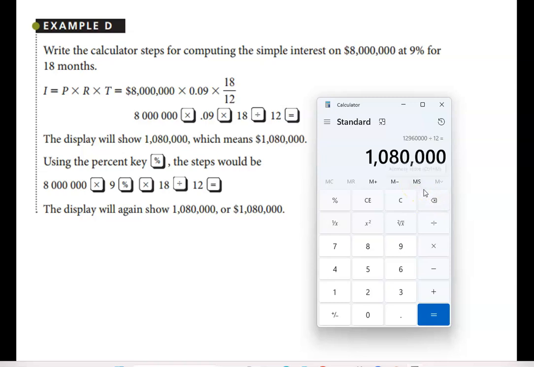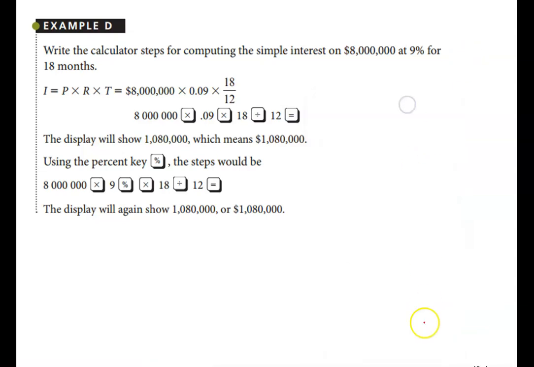$1,080,000. Okay, so again, I just like to use the percent key on your calculator, because it reduces the chance of error, especially when you're converting percents. You don't want to accidentally enter 0.9 for 9% or 0.009 for 9% when you convert that to a decimal.